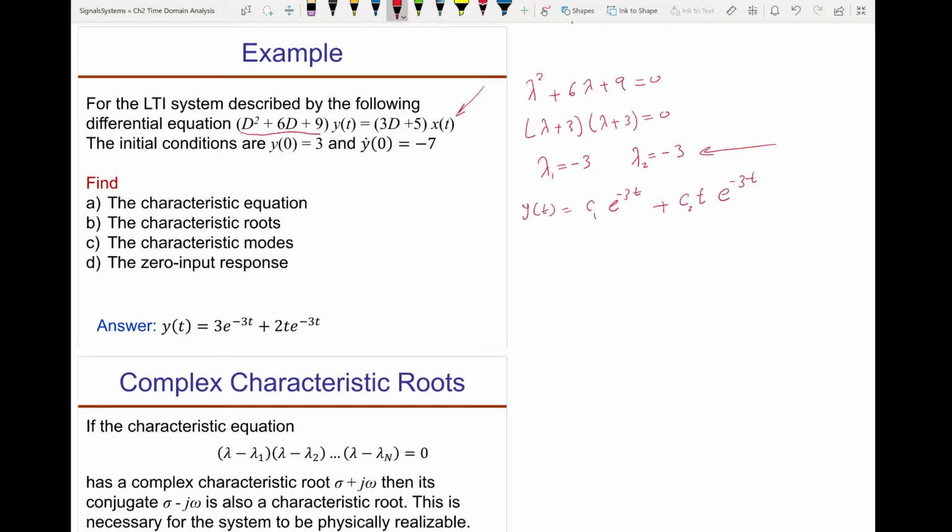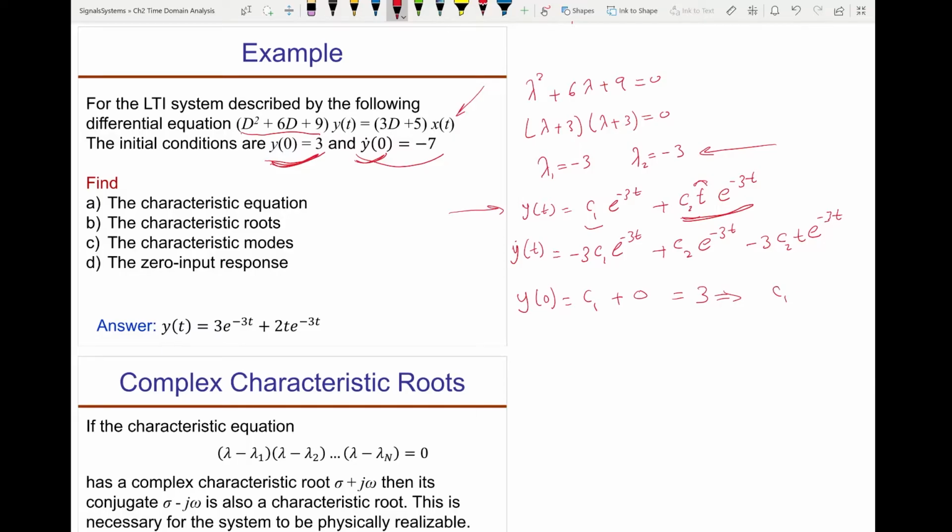And now we need to find these constants C1 and C2, and we're going to use these initial conditions. Let's find the derivative, since one of them needs the derivative. So the derivative of y of t equal minus 3 C1 e^(-3t), and for the derivative here you just use the chain rule. So that will be plus C2 e^(-3t) minus 3 C2 t e^(-3t). Okay, so now I can use this initial condition in these equations. So that will be y of 0 equals c1 plus, you plug t equals 0, that's 0. And it's equal to 3. So from here, c1 equals 3.